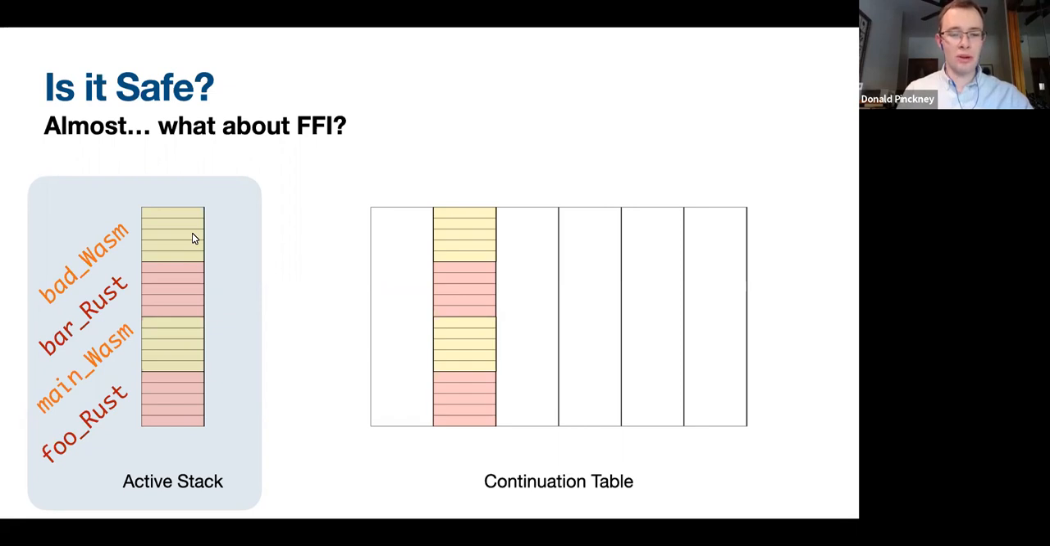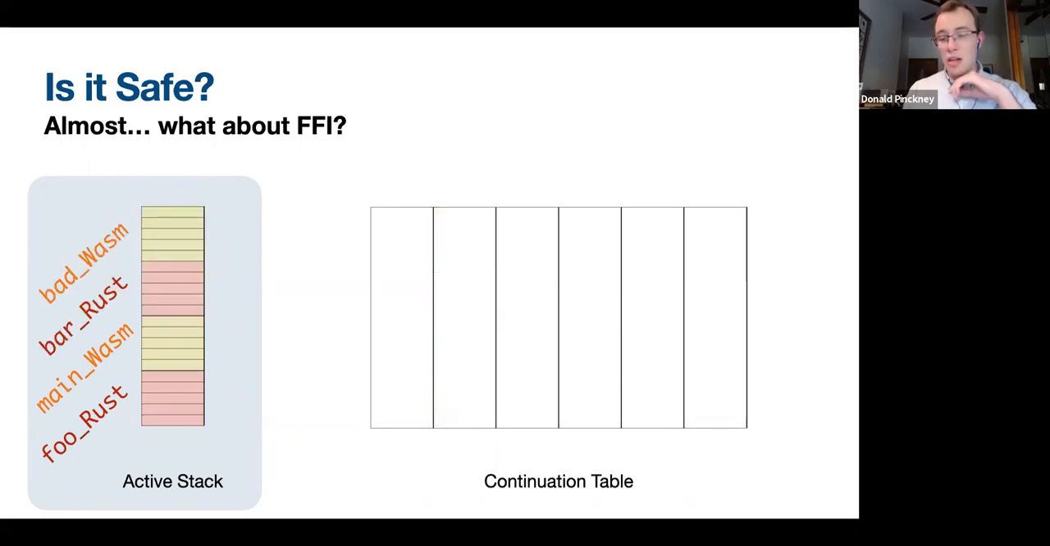Let's say that bad Wasm then returns. Now we're in the bar Rust function. Bar Rust will finish executing now. You pop that off, and now we're back inside the main Wasm function. Okay. Let's say the last thing main Wasm does is another restore instruction, and it restores that other copy, which now executes bad Wasm, which returns, you pop that off, and now what happens? Now you're going to execute and return from bar Rust a second time.